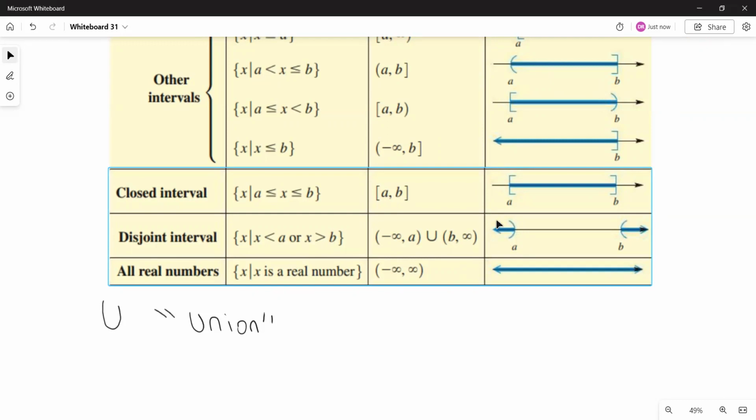And to indicate the set of all real numbers, we write minus infinity, comma infinity. So we're going to write solution sets in interval notation. The next properties are the properties of inequalities.